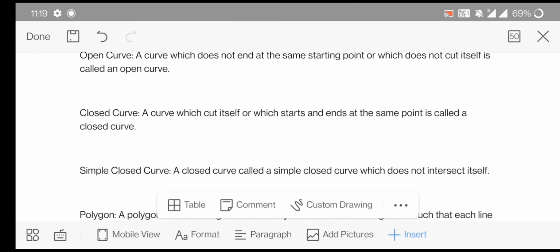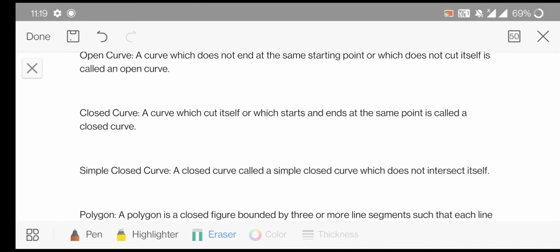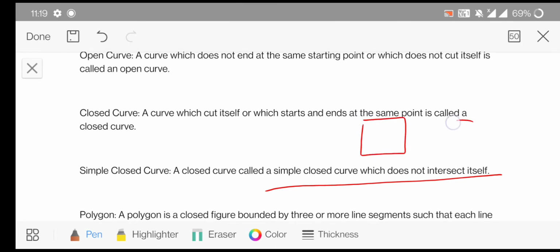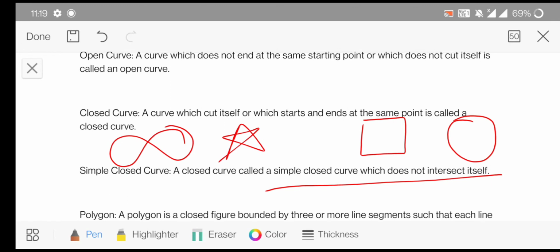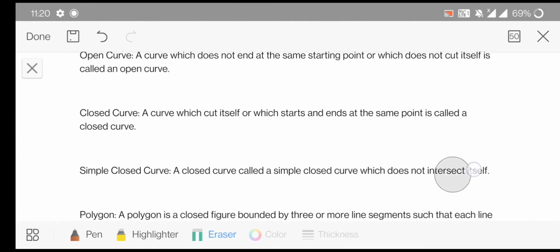Simple closed curve. So what do you mean by simple closed curve? A closed curve is called a simple closed curve which does not intersect itself. Yani such kind of curves are called simple closed curves. They are not getting intersected in between. If I draw this kind of curve, then we can call it intersecting. See, they are intersecting. They are closed as well as they are intersecting. तो ऐसे कर्व्स को हम सिंपल क्लोज्ड कर्व नहीं कहेंगे.